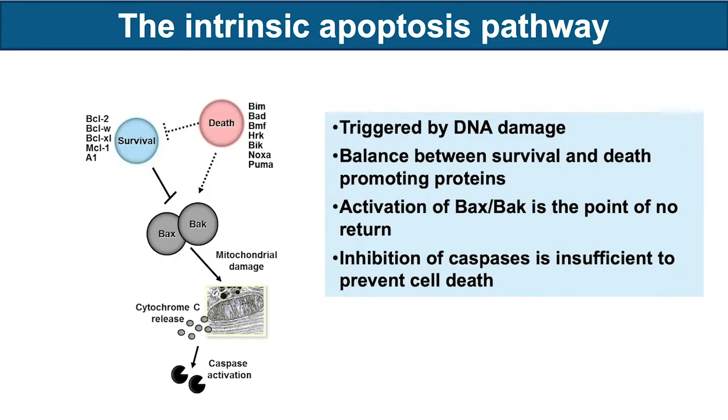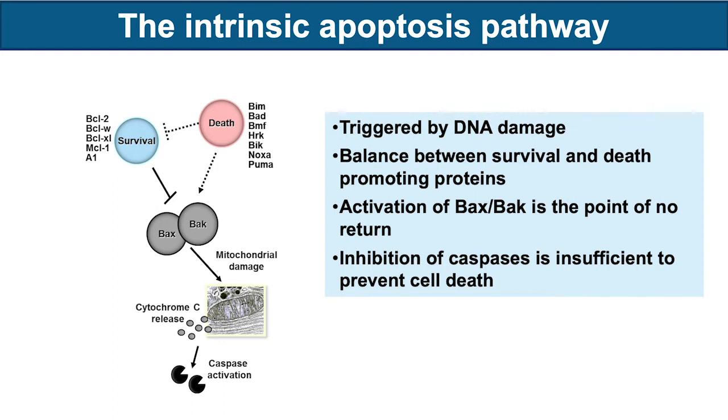So there are two main pathways for apoptosis that cells can use to die, and the one that's relevant for this talk today is the intrinsic apoptosis pathway, which I'm showing to you here, and the details are not super important. But what you do need to know is that this is the apoptotic pathway that is triggered by DNA damage. It's then controlled by a balance between the survival proteins, which are shown in this figure in blue, and the death-promoting proteins, which are shown in this figure in pink.